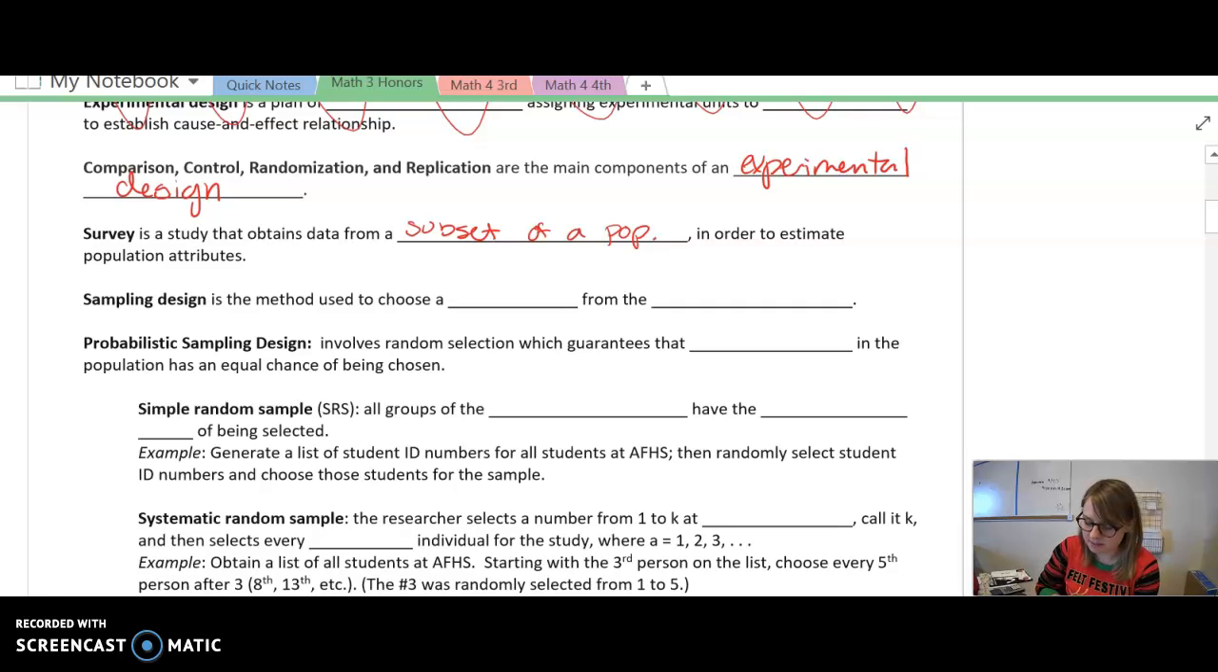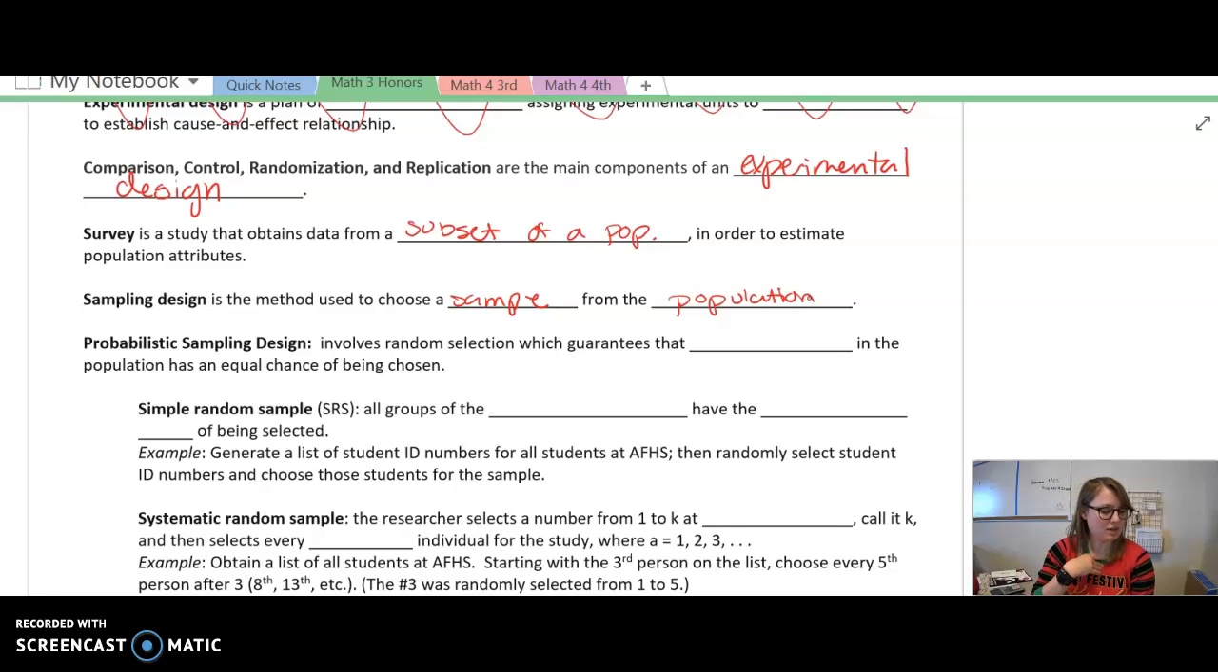Alright, and then we have sampling design, which is a method to choose a sample from the population. So in order to be in the sample, sometimes they send a method, so like a survey, to get into the sample.